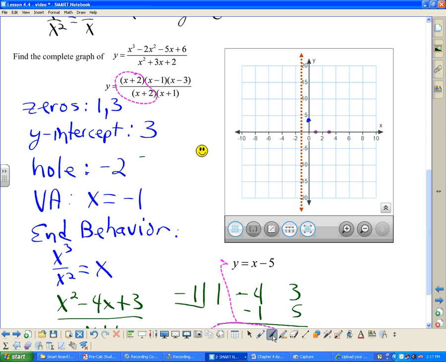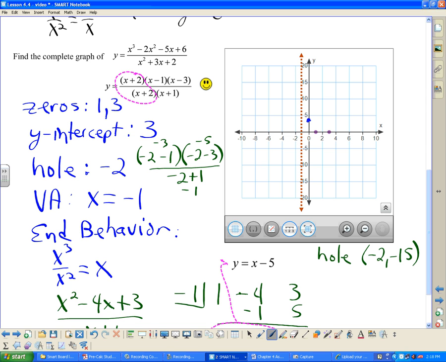So we're going to take and put -2 in for x into this part of the function, right, to find out what the y value would be for that hole. So in the numerator, we're going to get -3 here, -5 here, and -1 there. So -3 times -5 is 15, divided by -1 is -15. So our hole is at the point -2, -15. So we're going to actually put a hole there in our graph.